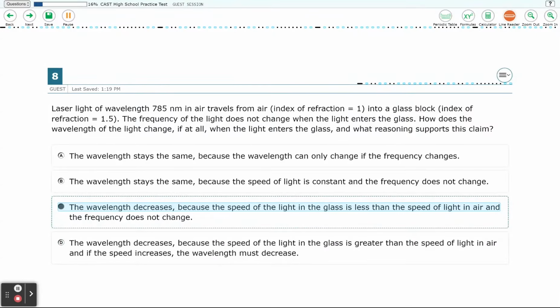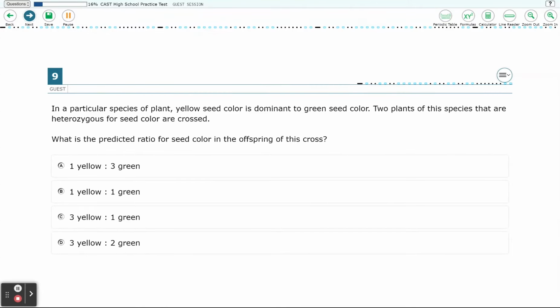All right, let's head on to question number 9. In a particular species of plant, yellow seed color is dominant to green seed color. Two plants of this species that are heterozygous for seed color are crossed. What is the predicted ratio for seed color in the offspring of this cross? A, 1 yellow to 3 green. B, 1 yellow to 1 green. C, 3 yellow to 1 green. D, 3 yellow to 2 green.